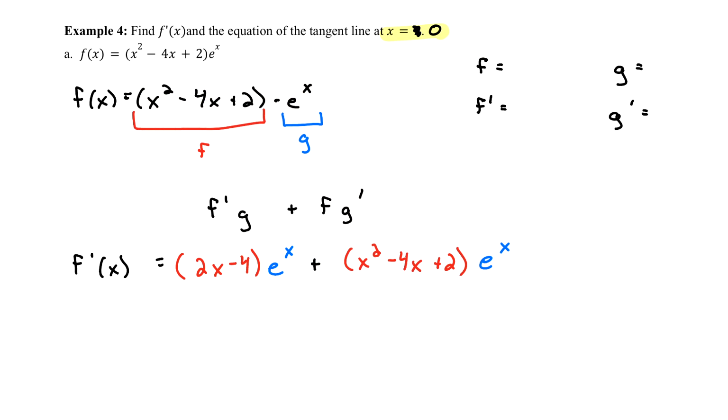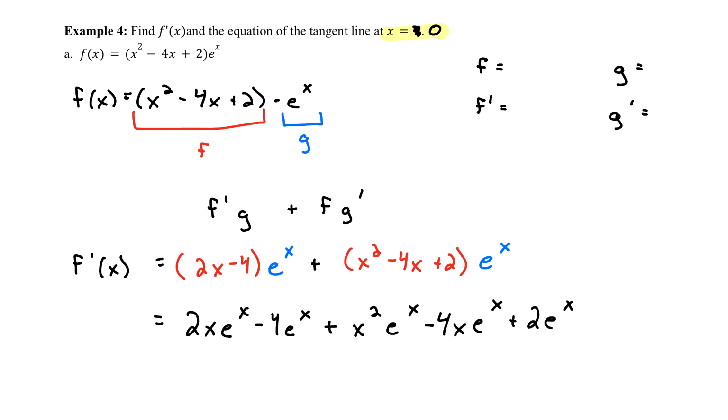There's a few different ways we can do this. If you'd like, you can distribute that e to the x to all of your terms. I think that's probably what most of us would instinctively do, so I'm going to do that. So we'd have 2x times e to the x minus 4 times e to the x plus x squared times e to the x minus 4x times e to the x plus 2 times e to the x.